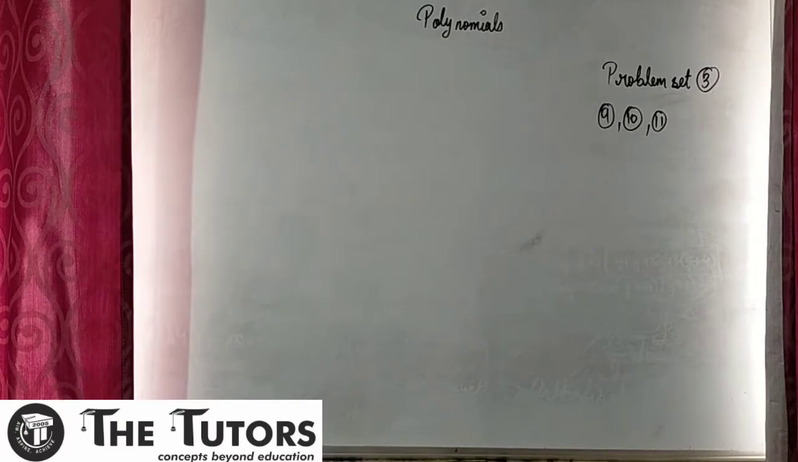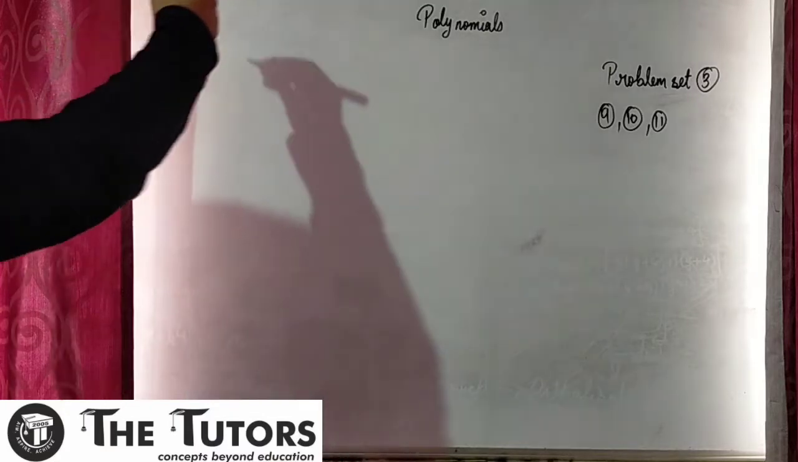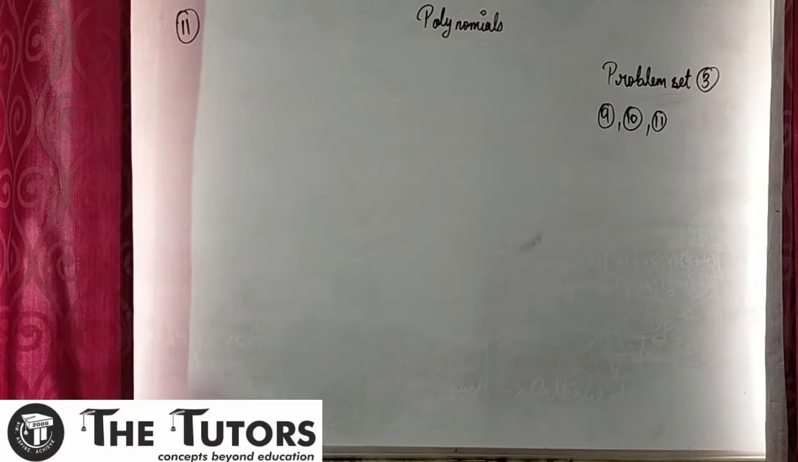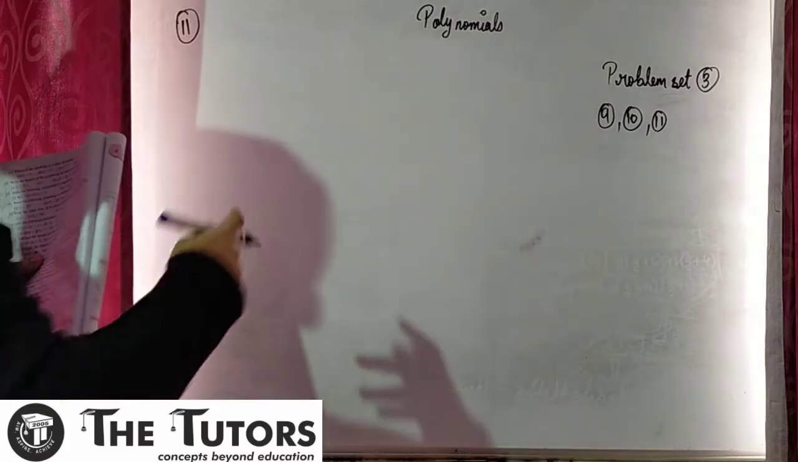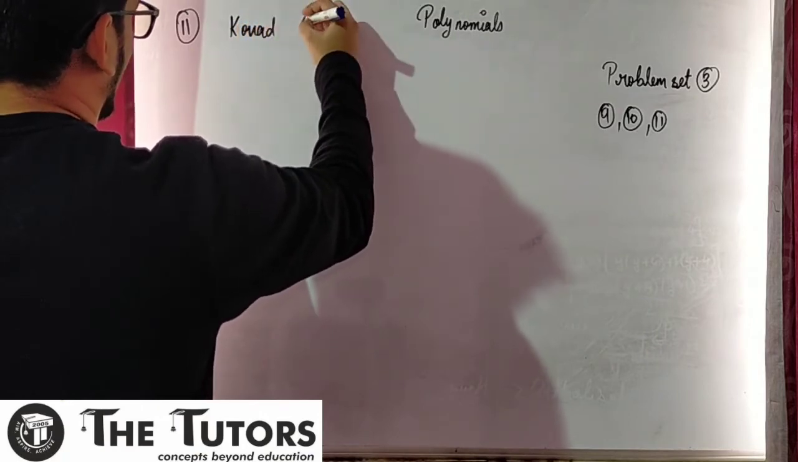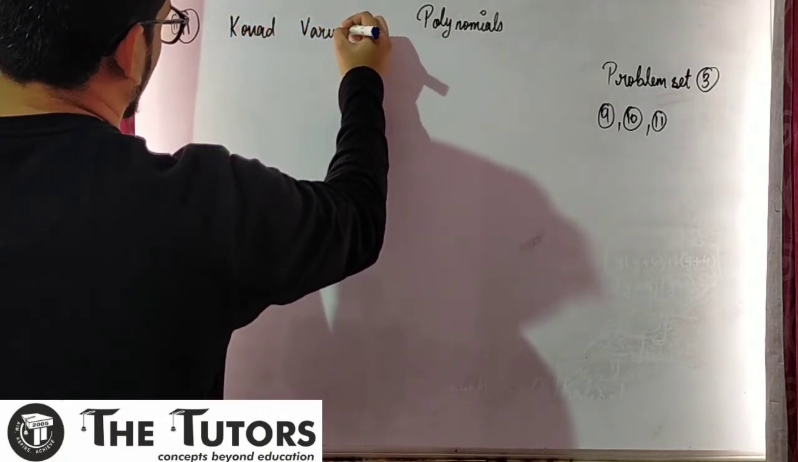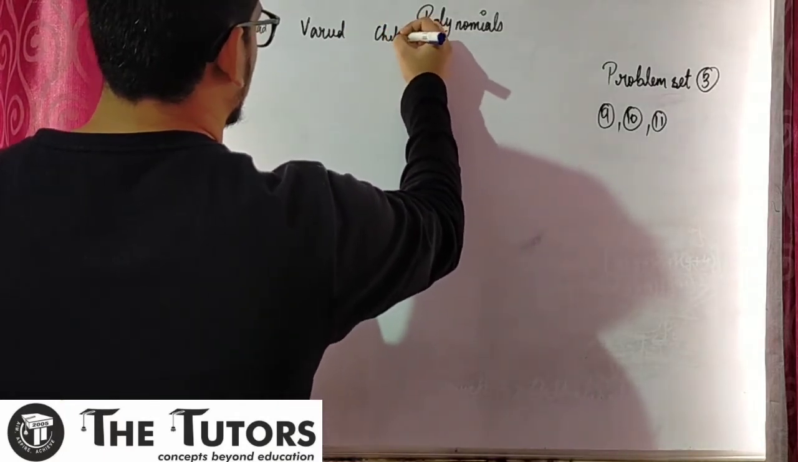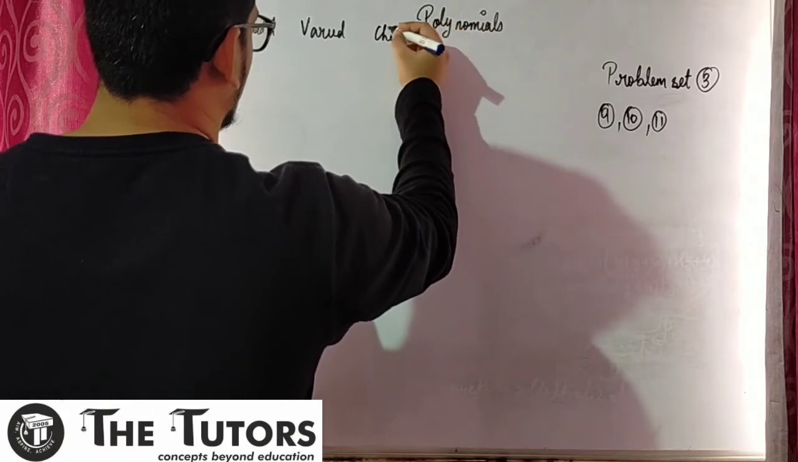So the next sum you have is the 11th question. Big question. 11th question is: at the end of the year 2016, the population of villages Koward, Warur and Chikhali. Pardon my pronunciation, guys.